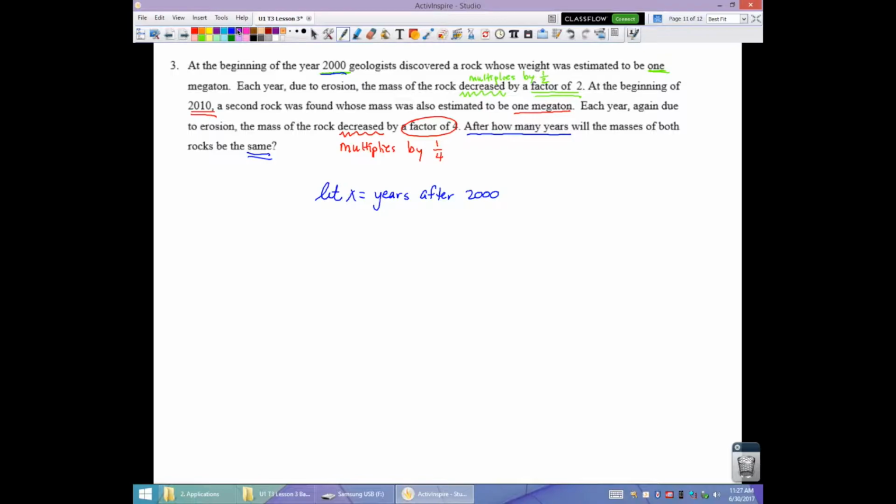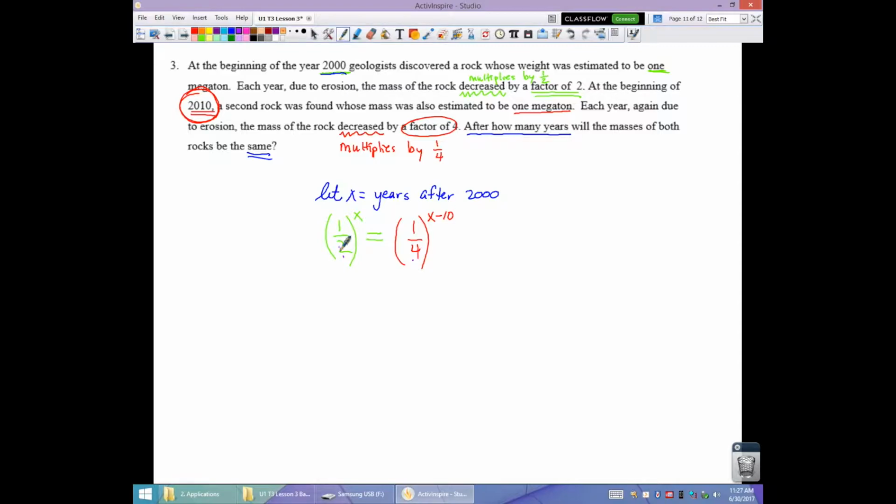Okay. So this first rock with the 1 megaton beginning multiplies by 1/2 every year. So we need to enclose that 1/2 in parentheses to say the entire fraction is raised to the exponent of x. When will that be equal to, now the other rock is multiplying by 1/4, but not for as long. This started 10 years later than the first rock, so this has only been happening for x minus 10 years.